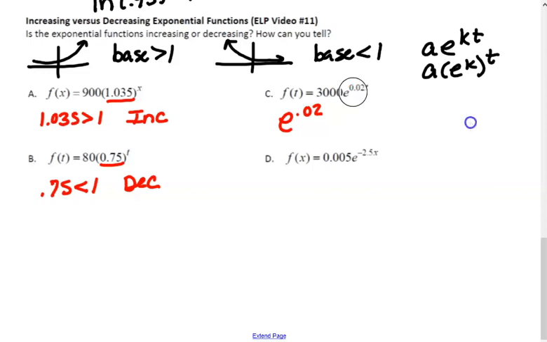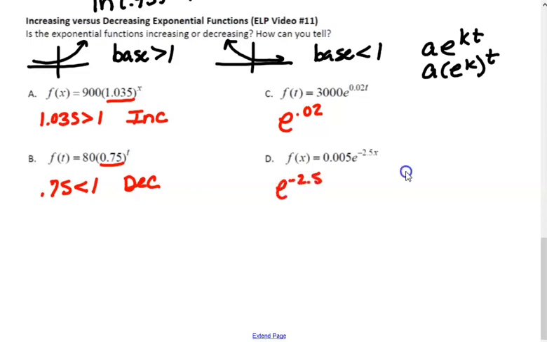Everything but the t is the base, because I could write that as e to the 0.02, to the t power. Here my base is going to be, you've got 0.0005 e to the negative 2.5, so e to the negative 2.5 is my base.